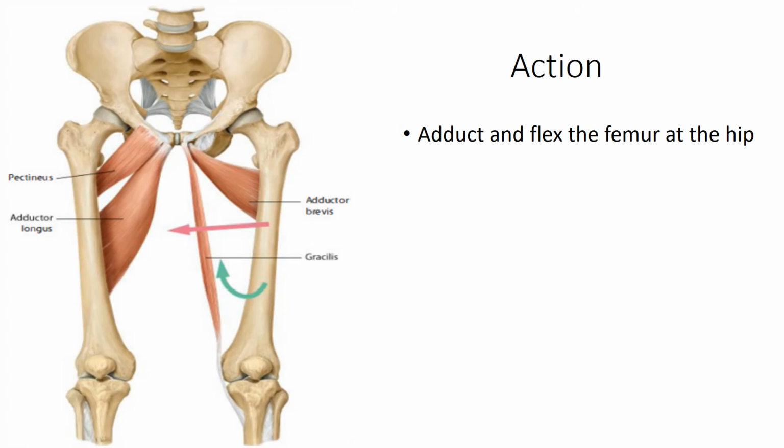Now the action. This is the muscle adductor brevis, again fan shaped. Origin is narrow, insertion is wider from the lesser trochanter to the initial portion of the linea aspera. So it causes adduction and flexes the femur at the hip.